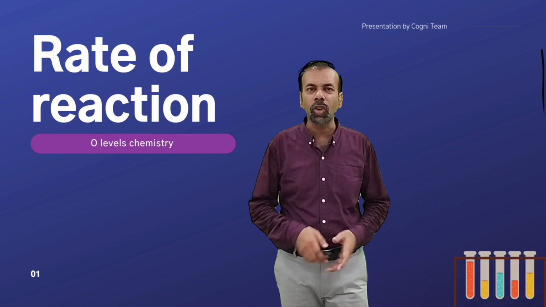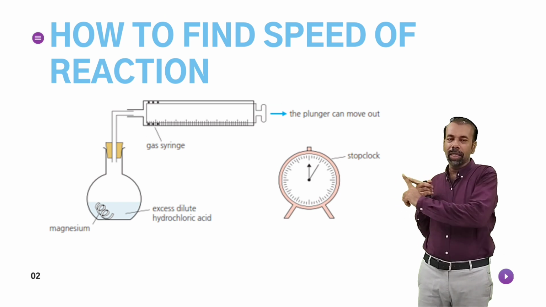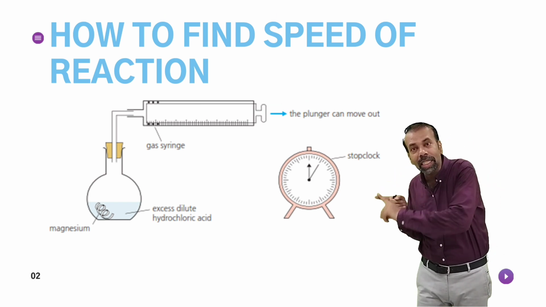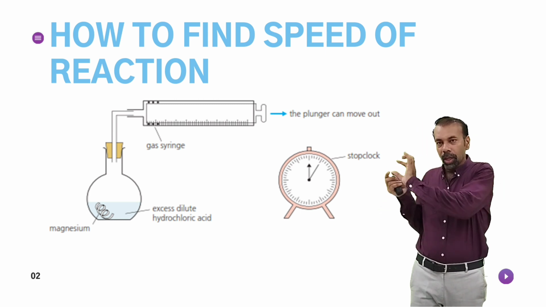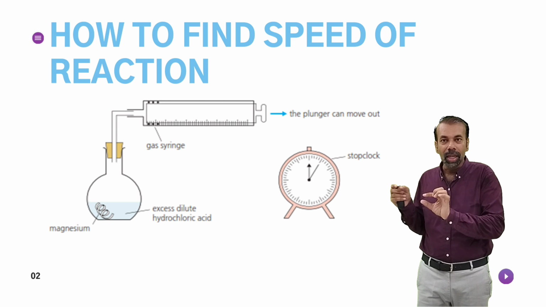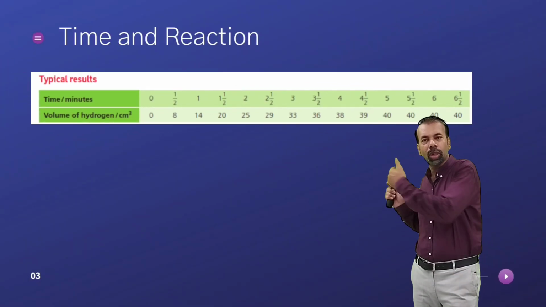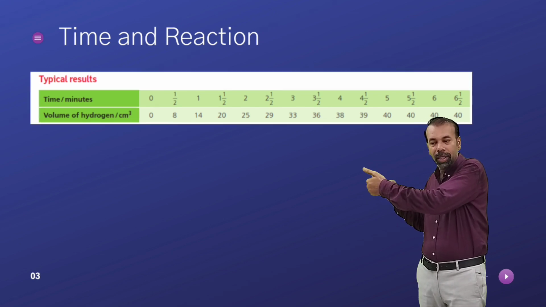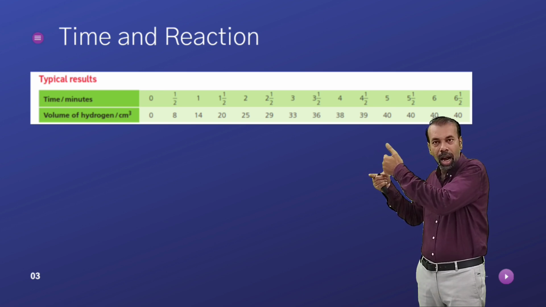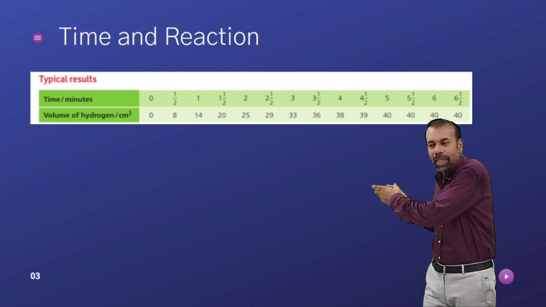And to determine the rate of reaction, you need to know, number one, how much time it is taking place, and how much change takes place in that time. For example, in this case, you are measuring with a gas syringe, and you have a stopwatch. So you will collect the data for your experiment. Like in the first half minute, you got 8, and then in the next half minute you got 14, and so on.